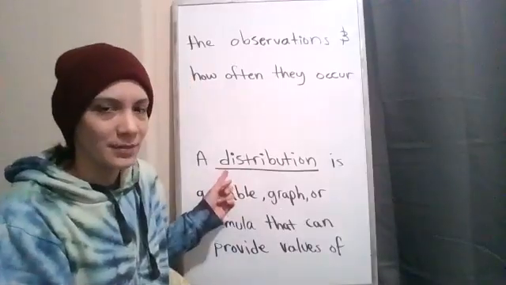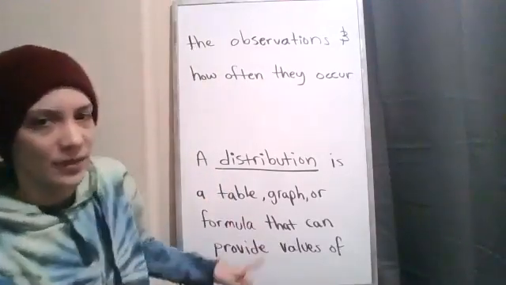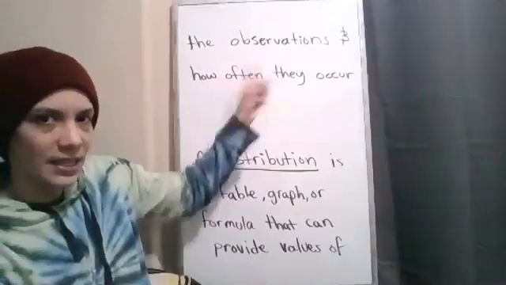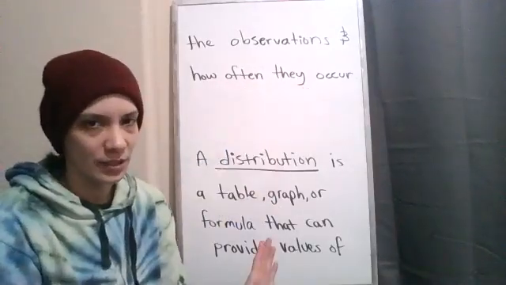So a distribution is any table, graph, or formula that provides the values of the observations and how often they occur. Distribution shapes.